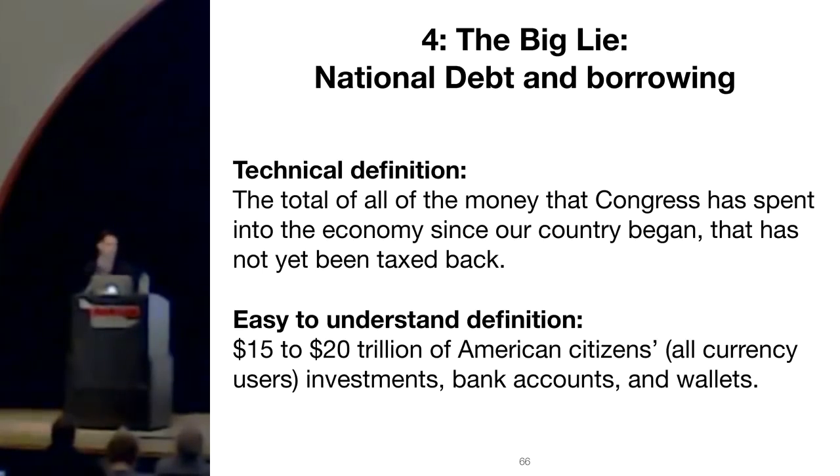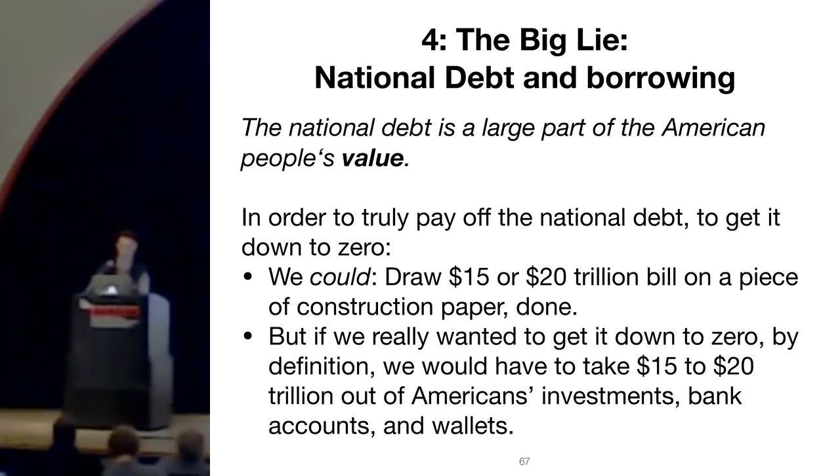So here's the technical definition of the national debt. The national debt is the total of all money that the Congress has spent into the economy since our country began that has not yet been taxed back. That's the technical definition. But here's the same thing in an easy-to-understand version. The national debt is the total amount of money of every American citizen's, every currency user's, investments, bank accounts, and wallets. The national debt is the American people's value.